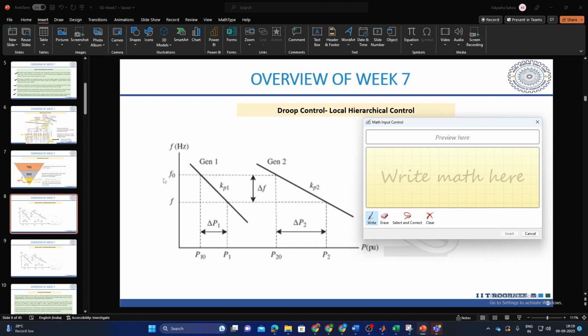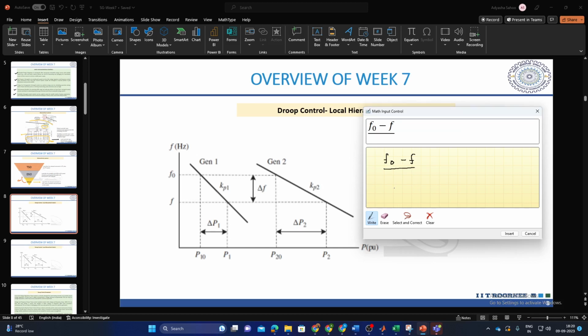So basically, if we see here, let's write for generator 1: f naught minus f will be P1 minus P1 naught, that will be equal to Kp1. Is it fine?